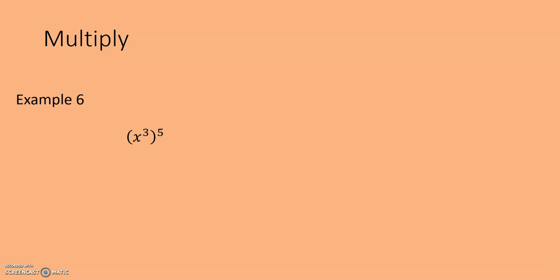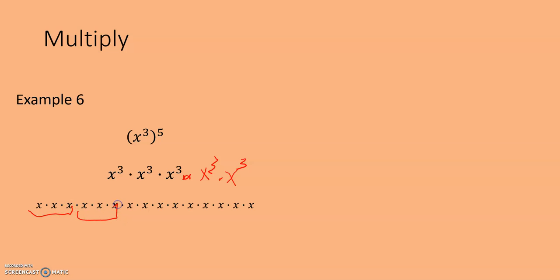Example 6, x to the third to the fifth power. That's x to the third times x to the third times x to the third times x to the third times x to the third. And there they are, the first 3, the second 3, third 3, fourth 3, and fifth 3. X to the 15th.